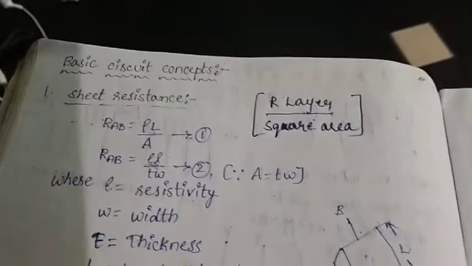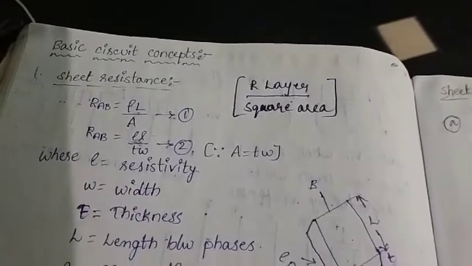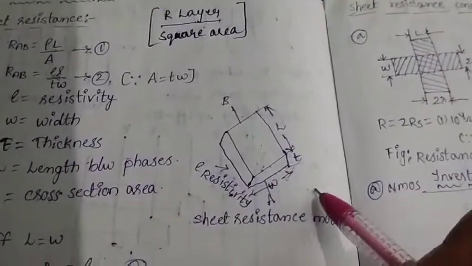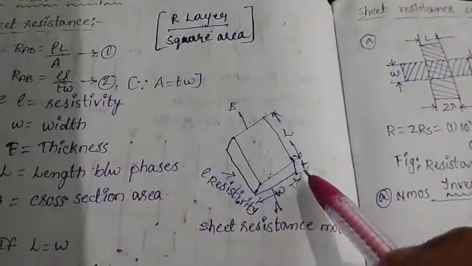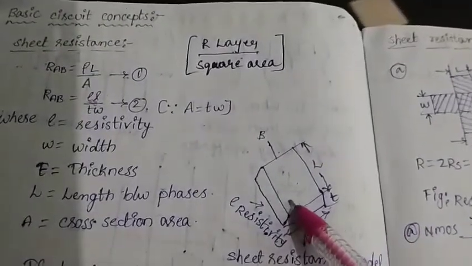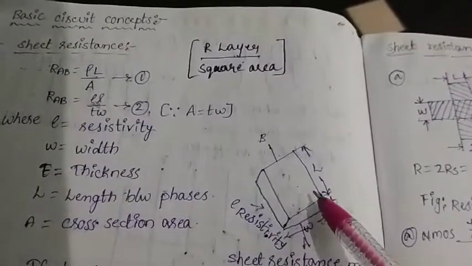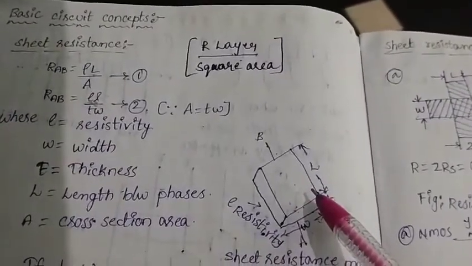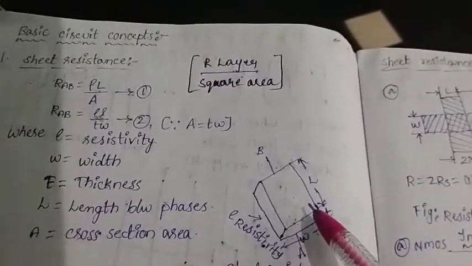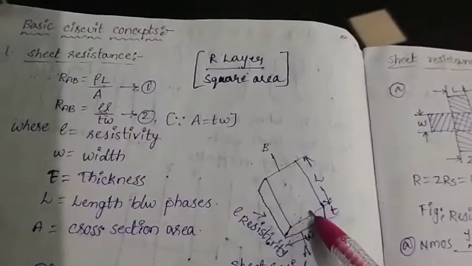Hi everyone. Now we are going to discuss sheet resistance in VLSI. So what is meant by sheet resistance? Sheet resistance is a process to measure the resistance of some thin material. It measures the resistivity of a thin metal wafer, and the thickness of this thin metal wafer is uniform in nature.